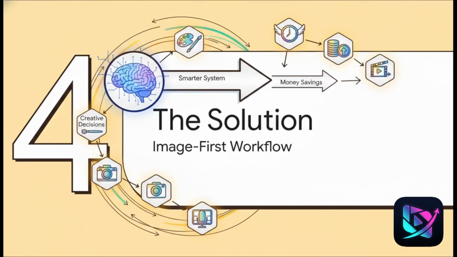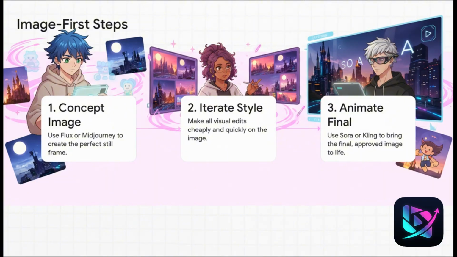So, how do you beat this iteration factor? How do you stop the bleeding? Well, you use a smarter, more efficient system. The solution is what we call the image-first workflow, and it's designed to save you both time and money by making the most important creative decisions up front. The logic here is so simple but so powerful. Step 1, you concept your idea with an image model first. Use Flux or Midjourney to create that one perfect still frame. Step 2, you iterate on the style. You make all your visual changes on that image, which is super cheap and fast. And then, only then, step 3, you animate the final image.